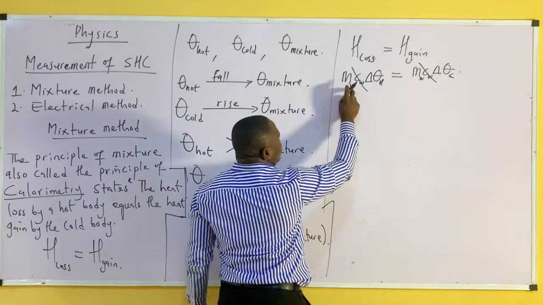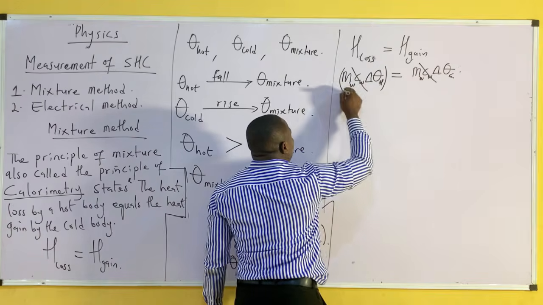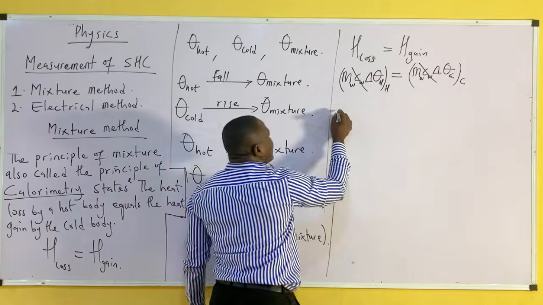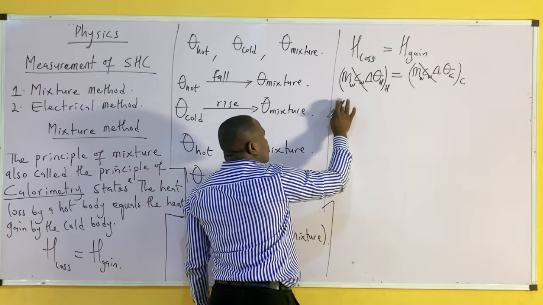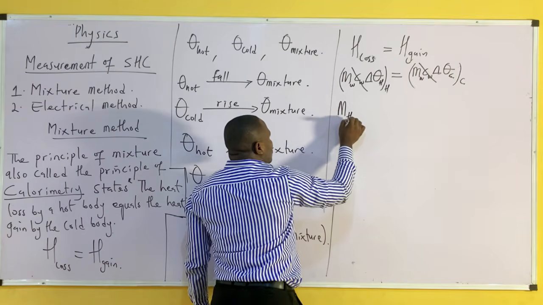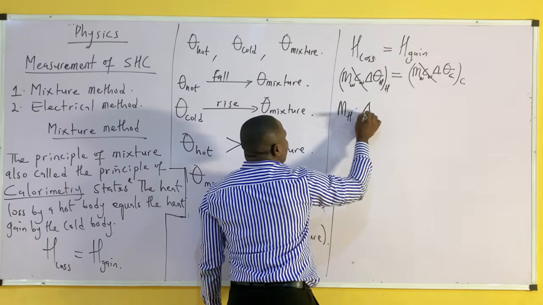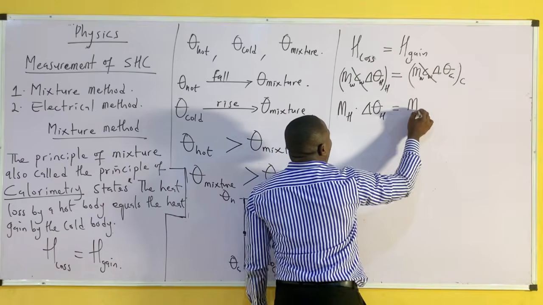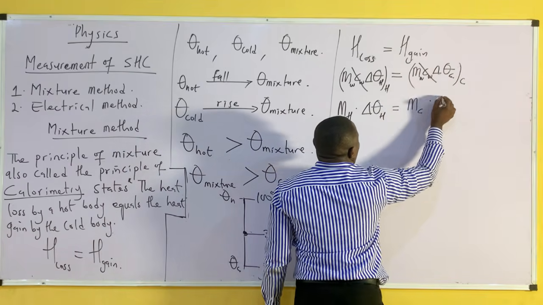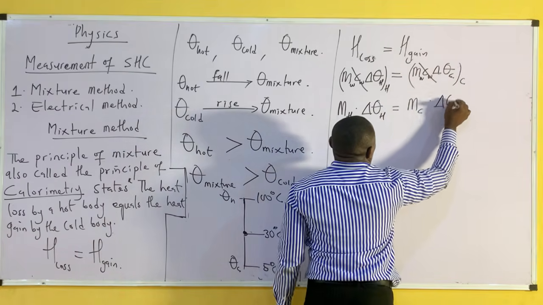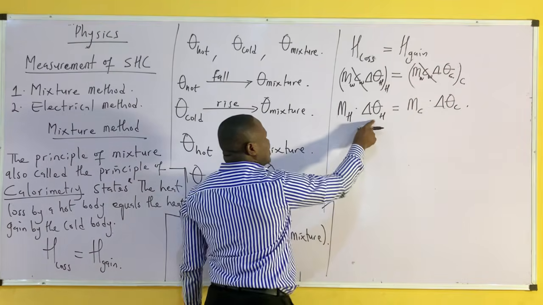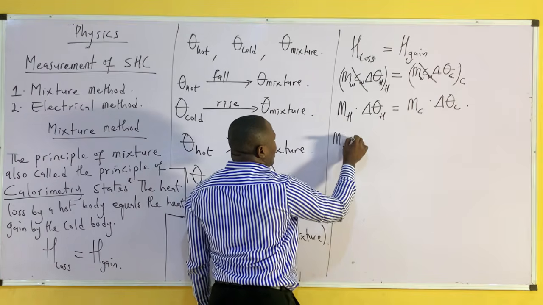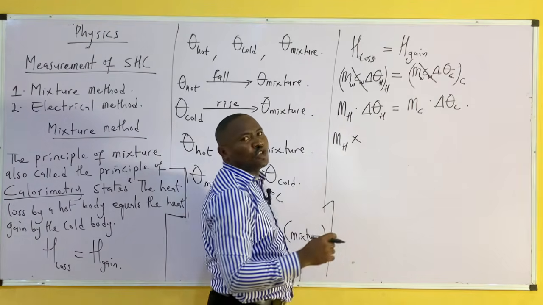So now, I want to show that this is for the hot, while this is for the cold. So now I will have it as mass of hot water times temperature change of hot is equal to mass of cold water times temperature change of cold. Now, what is this change in temperature? So I will have mass of hot water times what is the temperature change?